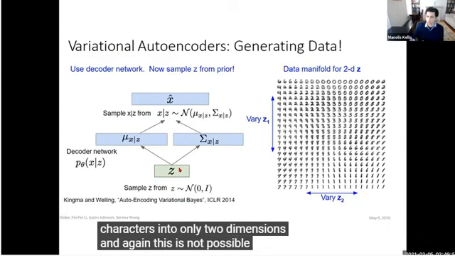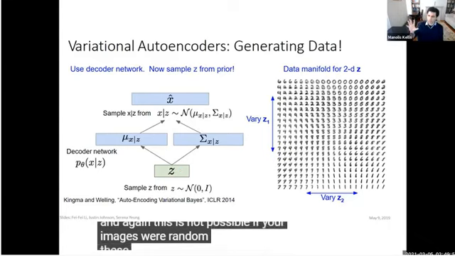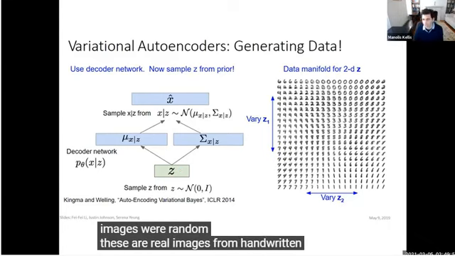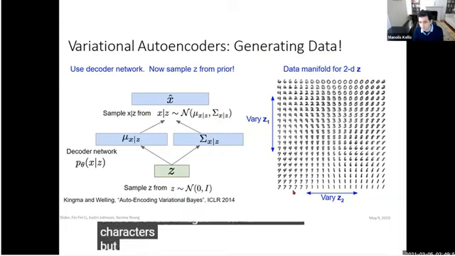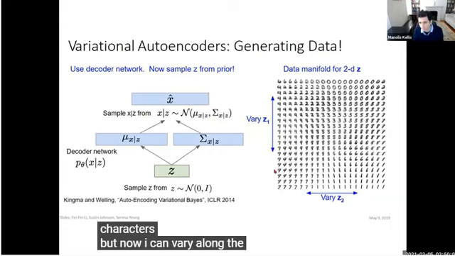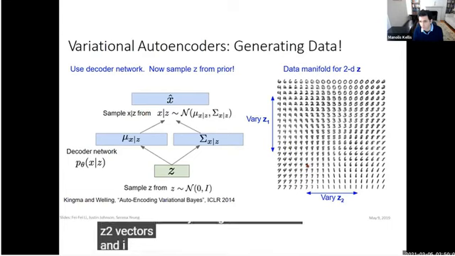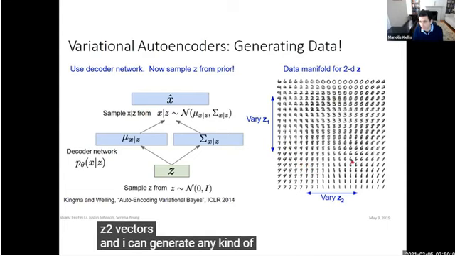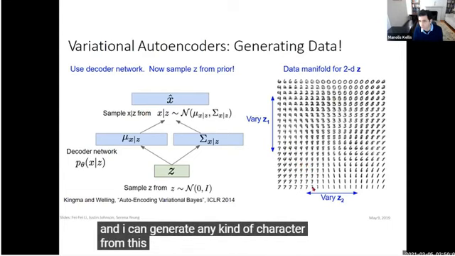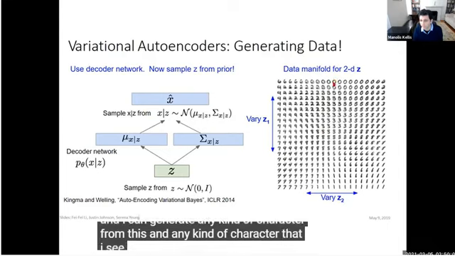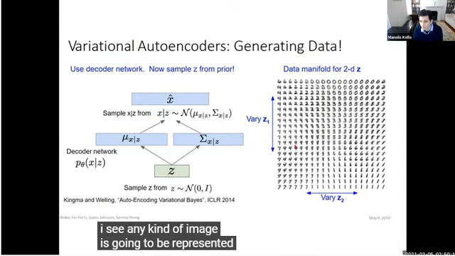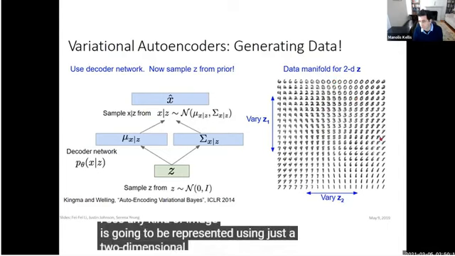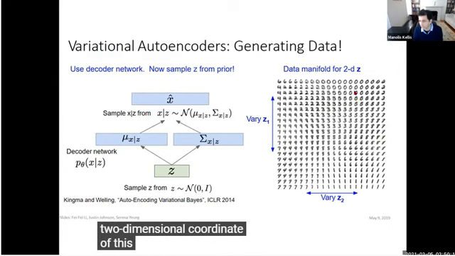And again, this is not possible if your images were random. These are real images from handwritten characters. But now I can vary along the Z1 and the Z2 vectors, and I can generate any kind of character from this. And any kind of image that I see is going to be represented using just a 2-dimensional coordinate of this.